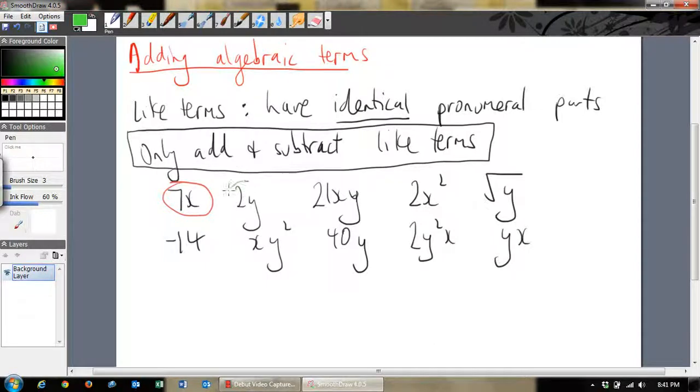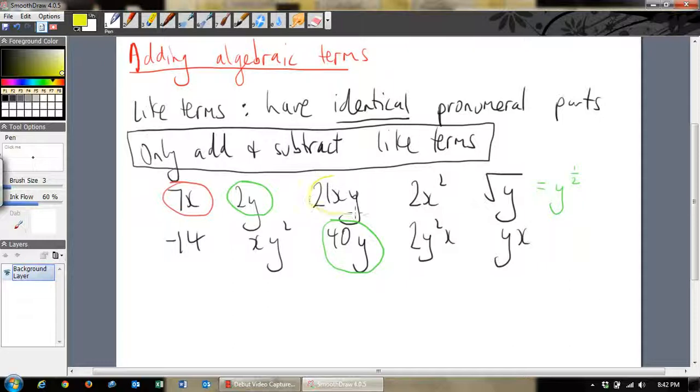I'll go to green, and let's do 2y. The pronumeral part here is just y. So let's have a look at these. Do any of these have a like term with this? This is xy, this is x squared. This is the square root of y. Now, if you know this, this is equal to y to the power of a half. Okay, this is different to y. So don't be fooled by that. That is not a like term with y. That's the y to the power half. It's a different power. So no, no. Yeah, here we go. 40y has just a y as the pronumeral part, so they are like terms with each other, and that's it.